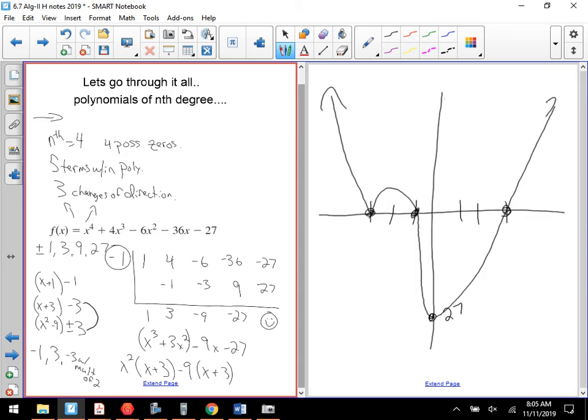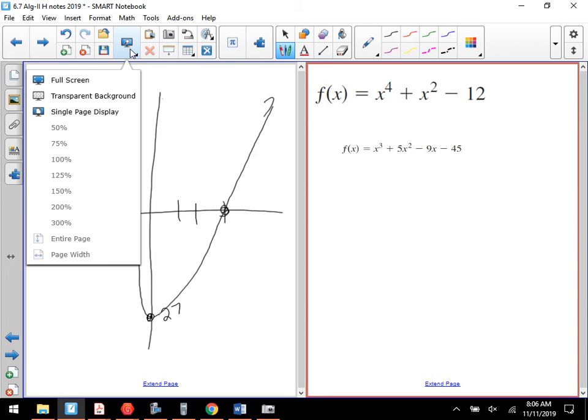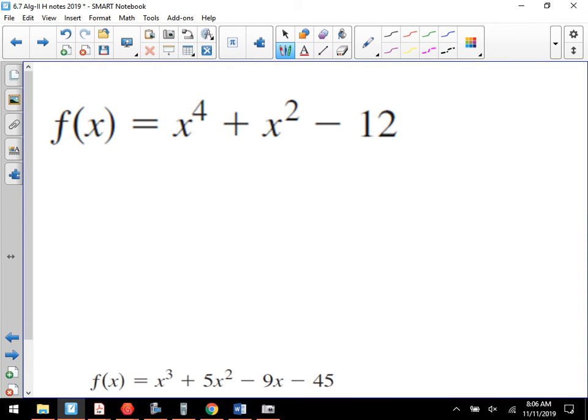Yes, sir? It's 1 less than your degree. Well, it could be up to 1 less than your degree. So you could have 3 changes. Okay. That's kind of what we're doing. All right.